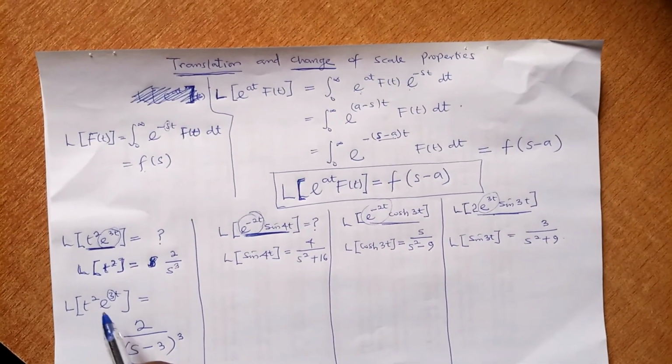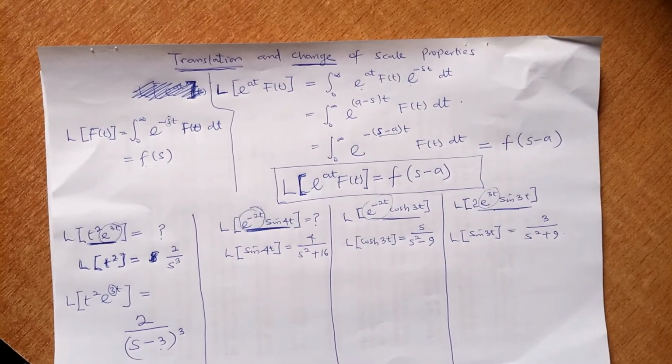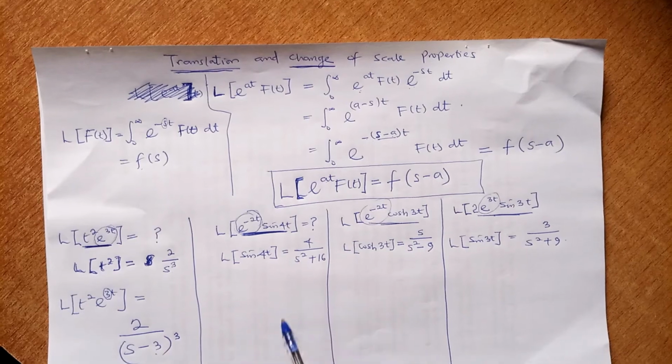And here now, when it is 3, we have to be minus 3. Can you now see? This is as simple as that. That is all. Now let's consider another example again now.